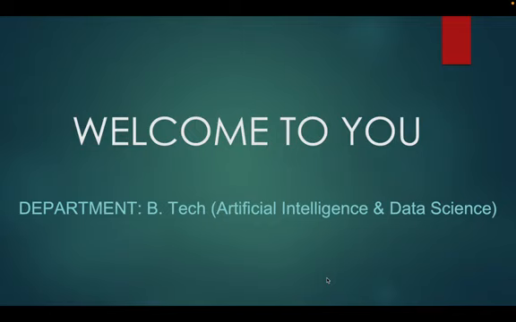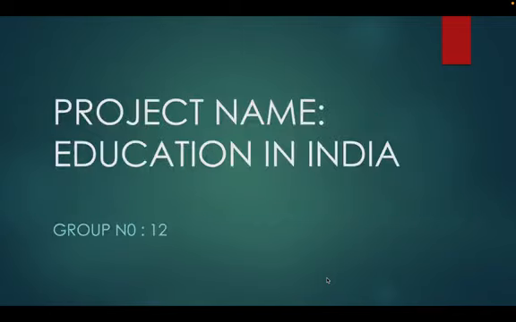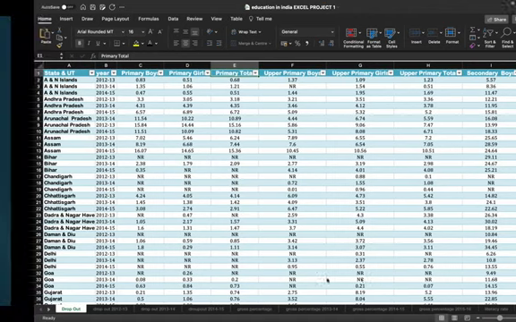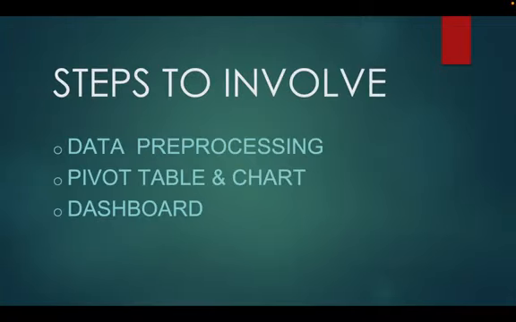Our Excel project name is Education in India, group number 12. First of all, we should acquire the data from the internet. We have collected the data from the Kaggle website for Education in India. Moving to the first slide, we will explain the steps involved in the education data. The first one is data pre-processing, then pivot table and chart, followed by dashboard.